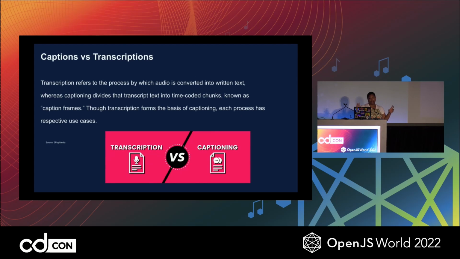So here I have a little image of transcription versus captioning. So there is a difference between transcription and captions. Transcription refers to the process by which audio is converted into written text, whereas captioning divides the transcript into time-coded chunks known as caption frames. Though transcription forms the basis of captioning, each process has respective use cases.